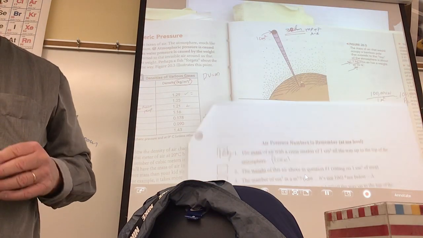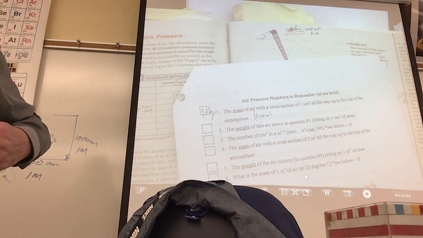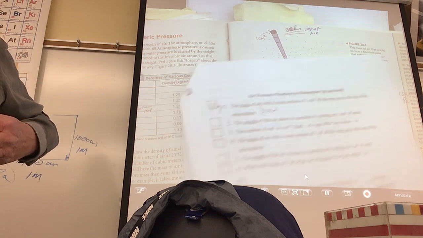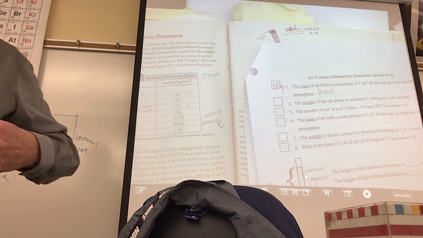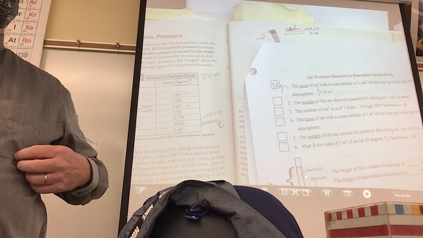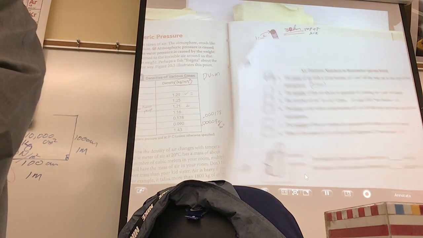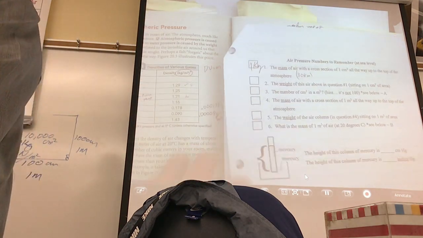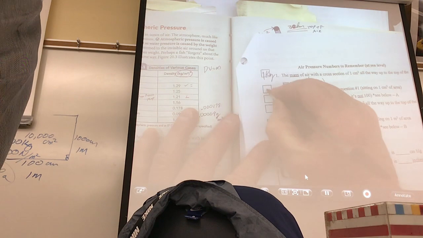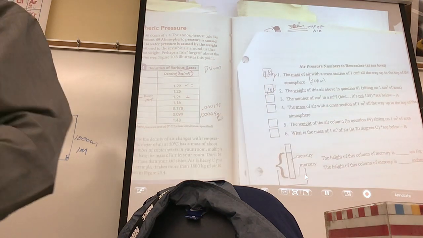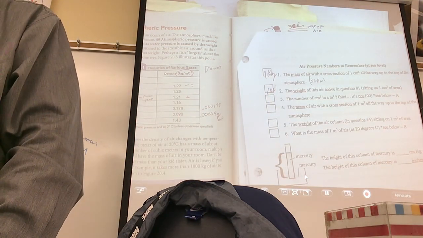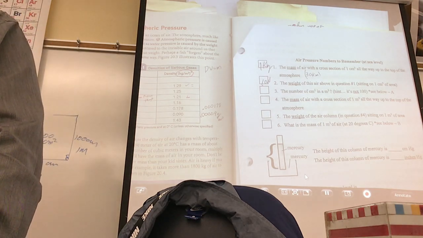And then the question was, what is the weight of the air in that straw that goes all the way 18 miles up in the air? What is the weight of that air? Yes. Excellent. Even on Monday morning, this is great. Thanks. What is the number of square centimeters in a square meter?